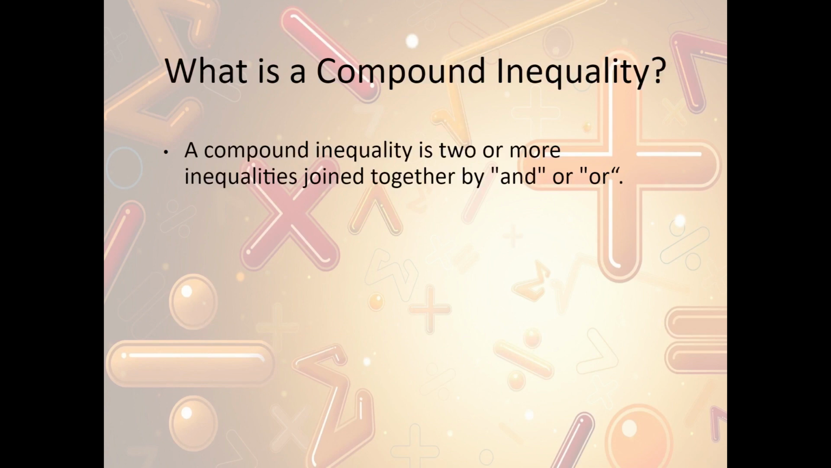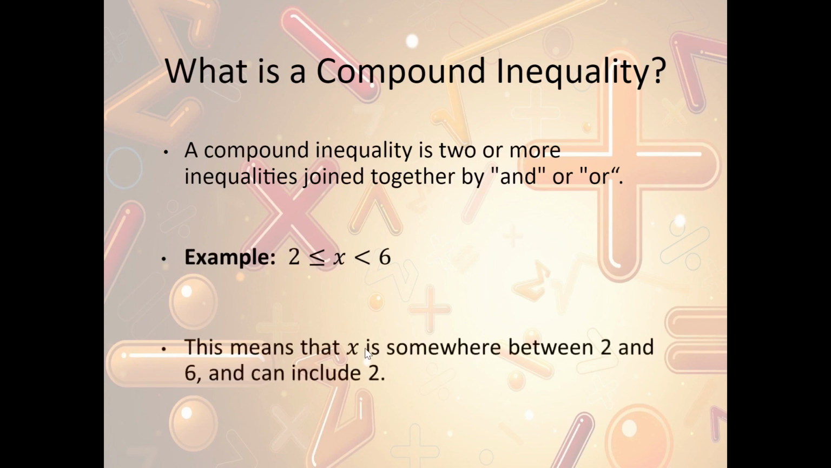Now, what is a compound inequality? A compound inequality is 2 or more inequalities joined together by "and" or "or." And what does that look like? It looks like this: 2 is less than or equal to x is less than 6. So what that really means is x is somewhere between 2 and 6. And because it has the "or equal to" on this side, it can include 2, but it can't include 6. So it's somewhere between them.